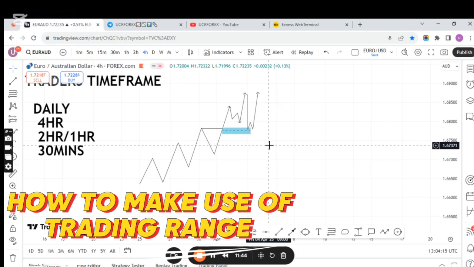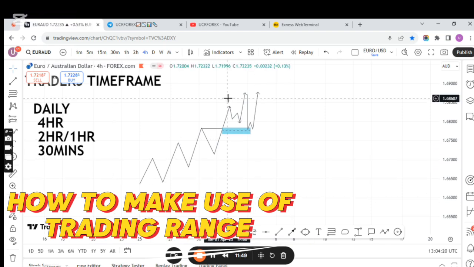So now let's try to explain what a trading range is and how a trading range will always help you to know that the overall trend that you saw on a daily time frame has switched from a bullish trend to a bearish trend. Are you getting me now?